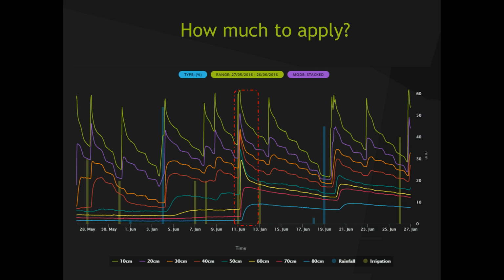The next irrigation ran for 6 hours. This had an impact to at least 80 centimetres, well below the crop's active root zone. Also, note how quickly soil moisture levels dropped following the 6-hour irrigation event compared to previous shorter irrigations.